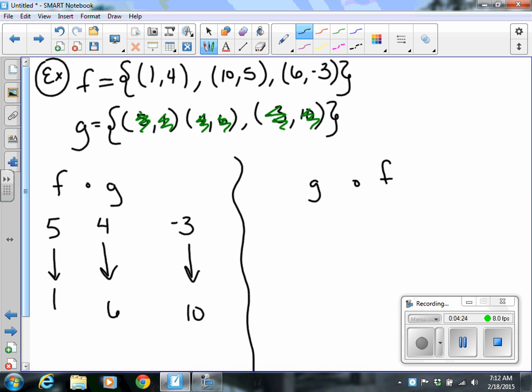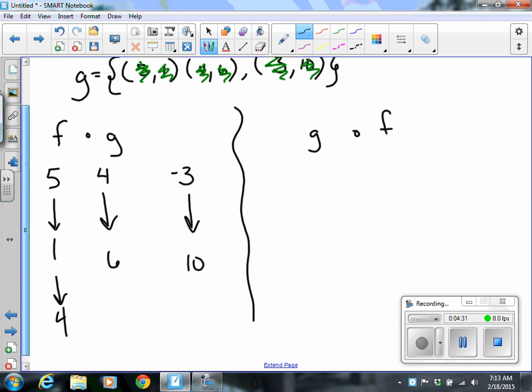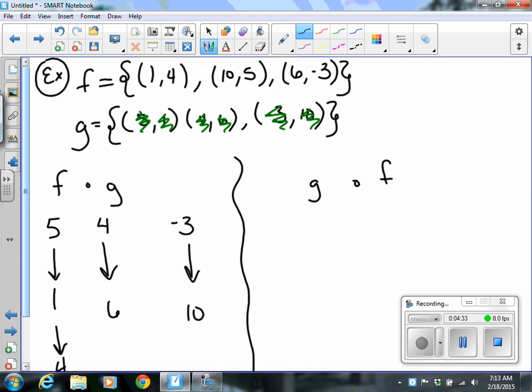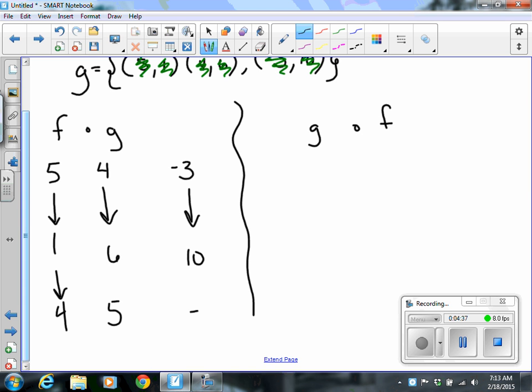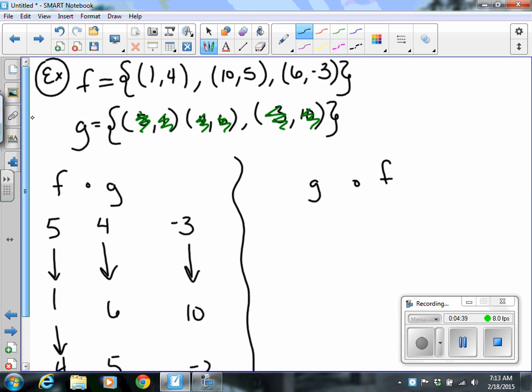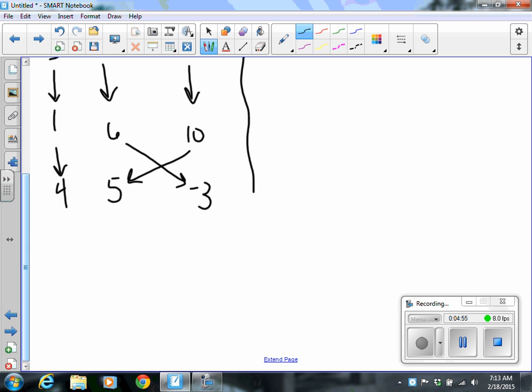Looking at this, where does 1 go? 1 goes to 4. I'm actually just going to put 4, 5, and -3 down here at the bottom, and then we'll come to my arrows. So 1 went to 4. 10 goes to 5. So then 6 has to go to -3.